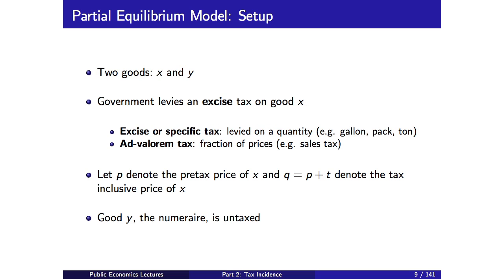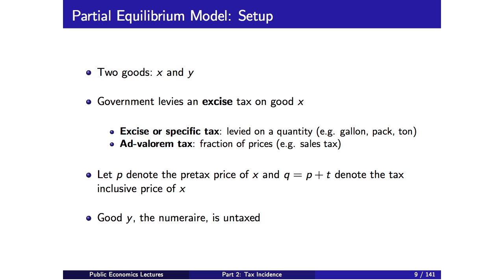Okay. With that set up, let's now take this case where we have two goods, which we're going to call X and Y. Let's assume that the government levies an excise tax on good X. So in the literature, people distinguish between two types of taxes. What's called an excise or specific tax is a tax that's levied on a quantity. So if it's like $1 per pack of cigarettes, I'd call that an excise tax.